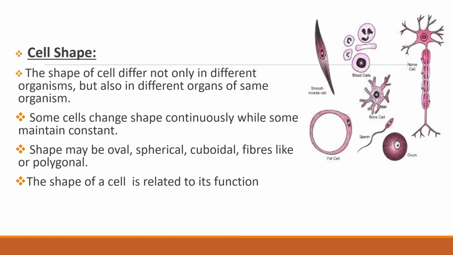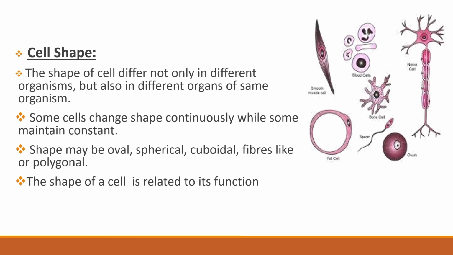Some shapes may be oval, spherical, cuboidal, fiber-like, or polygonal. The shape of the cell is related to its function. You see, the shape of this amoeba is different from others, because we cannot predict the exact shape of the amoeba. Why? Because its shape keeps changing as it keeps moving here and there in search of food. So this is all about the shapes.